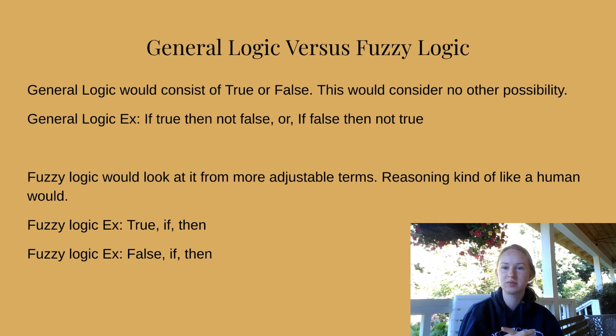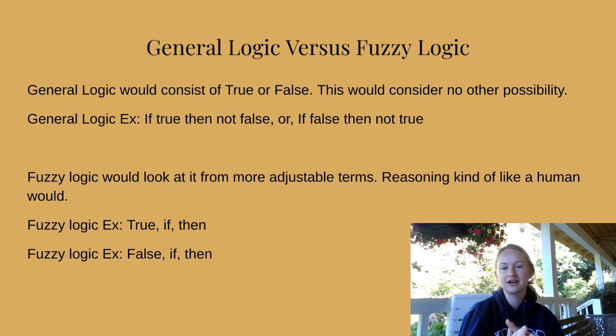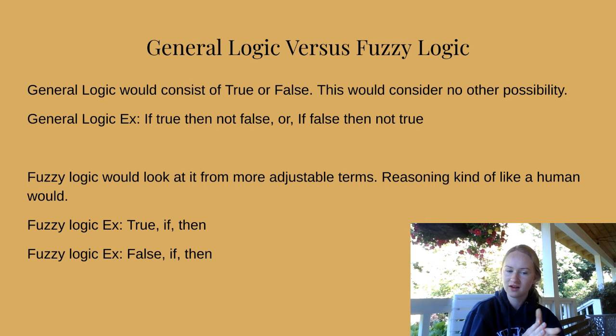Another example would be general logic would consist of true or false. This would consider no other possibility. An example is if it's true, then it's not false, and if it's false, then it's not true. Whereas fuzzy logic would look at it from more adjustable terms, reasoning kind of like a human would, which is what it was based on.